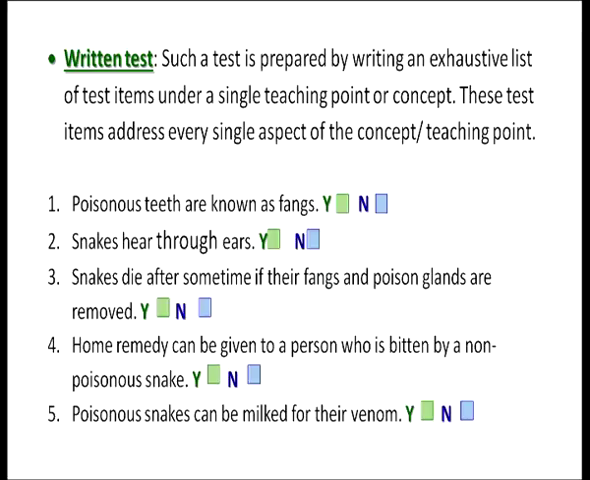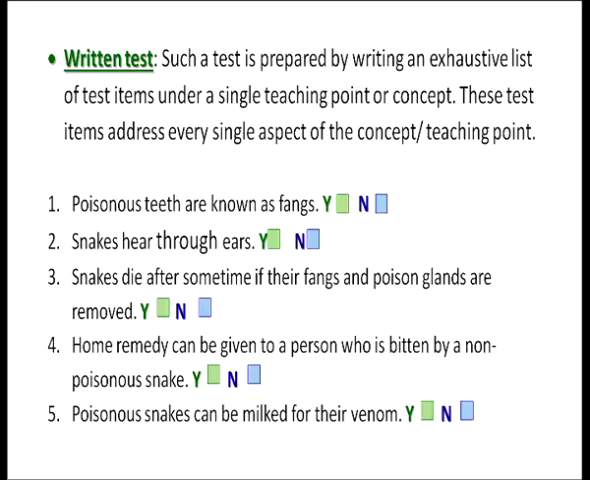The first one is known as the written test. Such a test is prepared by writing a detailed or exhaustive list of test items under a single teaching point. So, you take a particular concept or a set of concepts and you go on writing as many questions as you can in relation to that particular teaching point, concept or set of concepts. These test items address every single aspect of the concept, and you need to remember this. Let me cite an example for you.